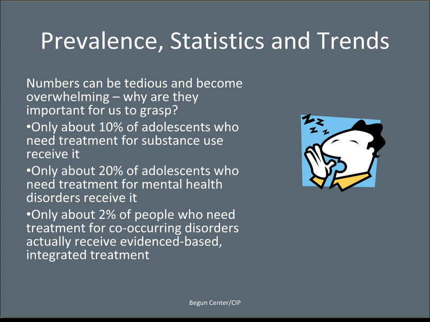With that in mind, to mention, only about 10% of adolescents who need treatment for substance use actually receive it. Only about 20% of adolescents who need treatment for mental health disorders receive it. And only about 2% of people who need treatment for co-occurring disorders actually receive evidence-based integrated treatment.